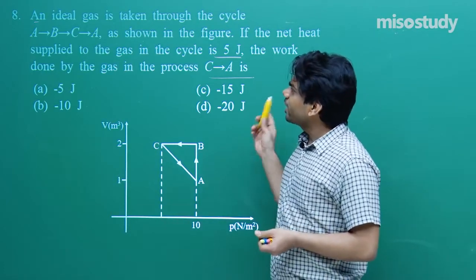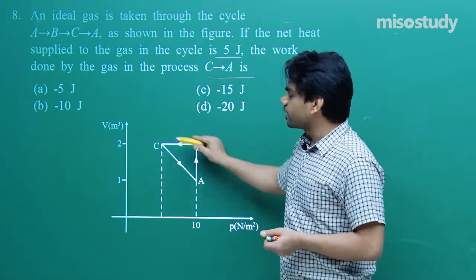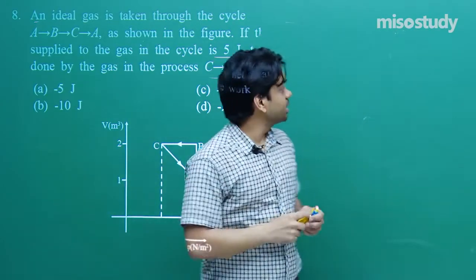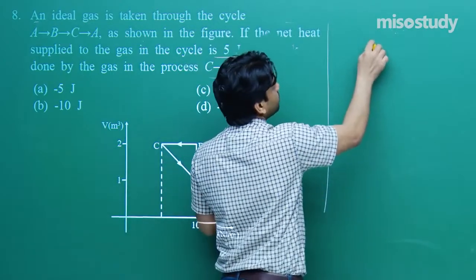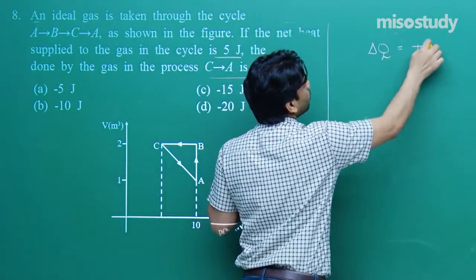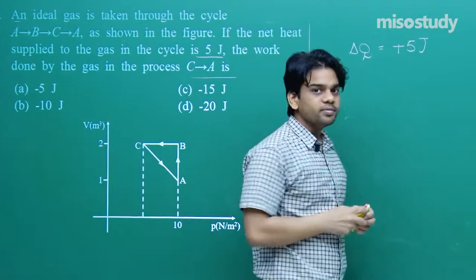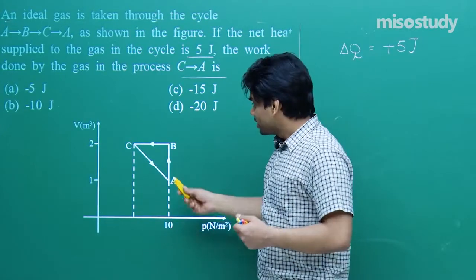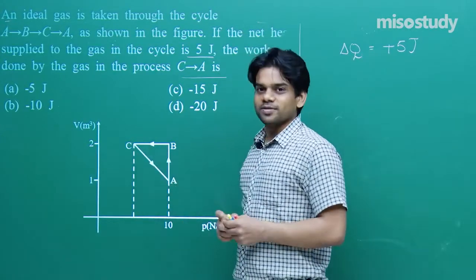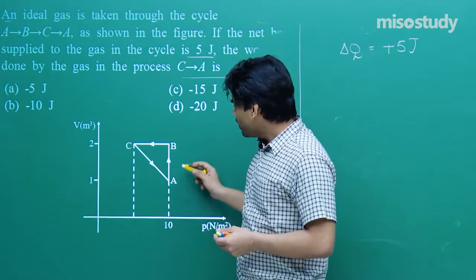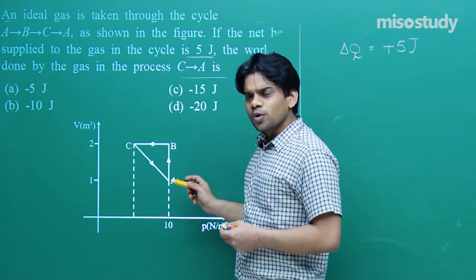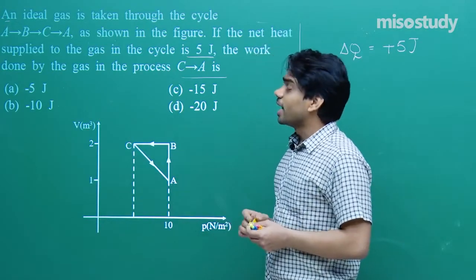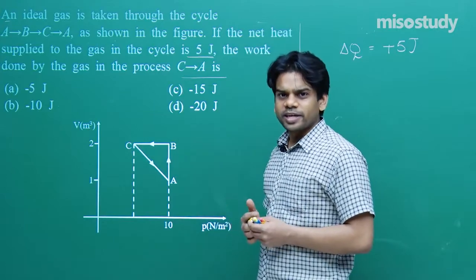You see what is happening. An ideal gas is taken through the cycle ABCA. This is the cycle. You have to find out, the net heat supplied to the gas is 5 joule. So let me tell you, the heat energy supplied is taken as positive. Delta Q is equal to plus 5 joule, that is what has been given. The work done by the gas in the process C to A, what is the work done by the gas? So we can use that delta Q is equal to the work done by the gas during all these steps, and then we can also use the concept of change in internal energy.